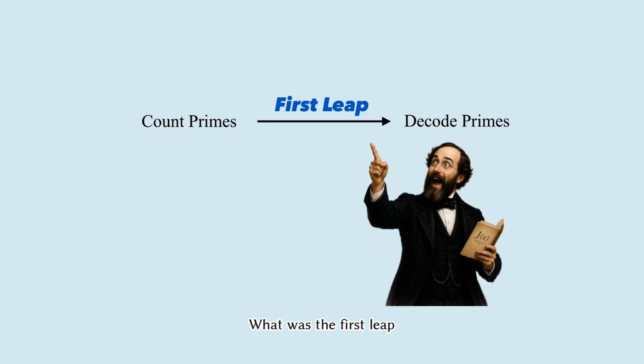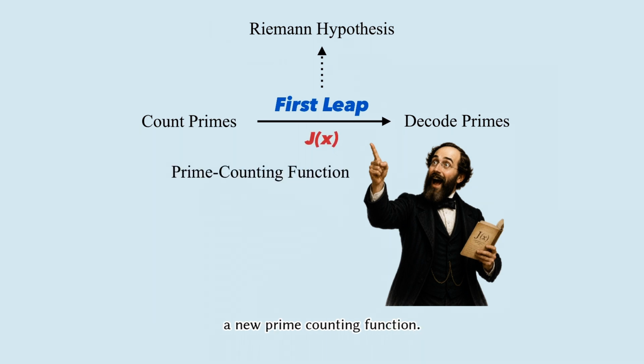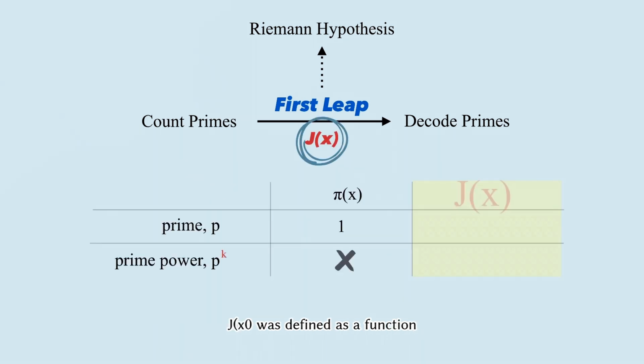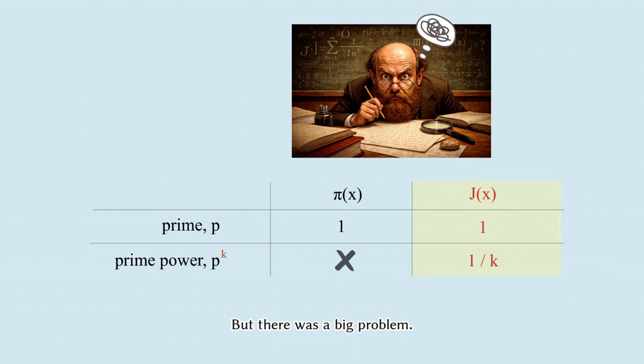What was the first leap toward the Riemann hypothesis? It was the introduction of J(x), a new prime-counting function. J(x) was defined as a function that counts not only primes, but also their powers with weights. But there was a big problem.